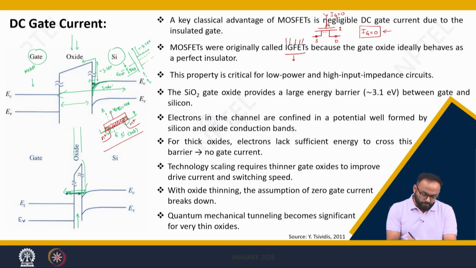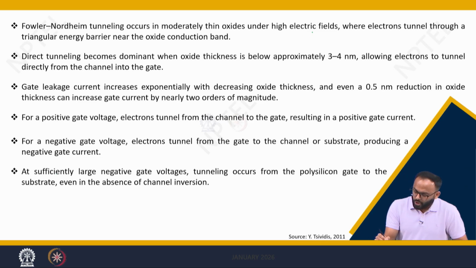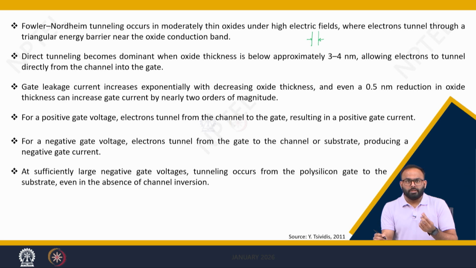And if the electron moves from the right-hand side to the left-hand side, it constitutes a current from the left side to the right side, which is called the gate current. Now, if the oxide thickness is not too thin, meaning the order is greater than 4 or 5 nanometers, then tunneling happens, which is called Fowler-Nordheim tunneling.